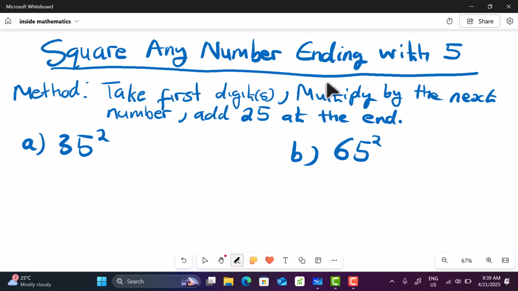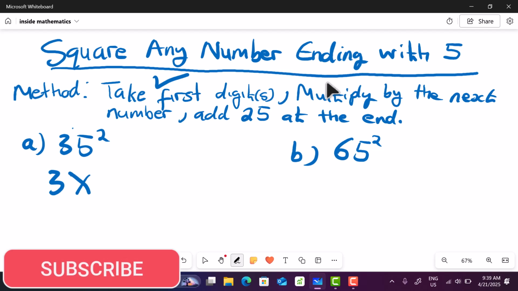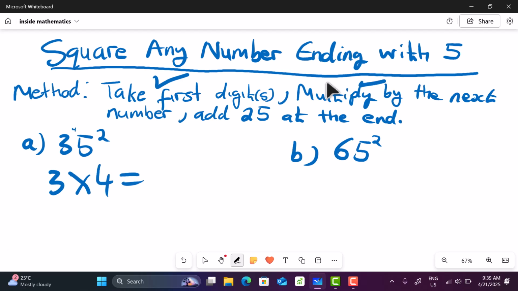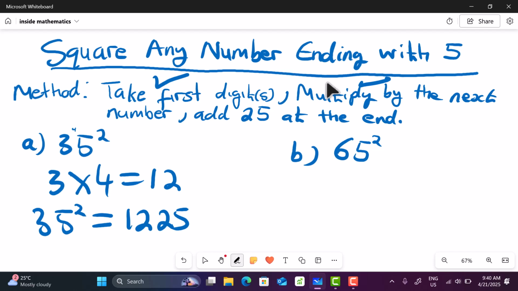So in this case, we have 3 as our first digit. And we are going to multiply it by the next number, which is 4. Okay, so that is the next step in our method. So 3 times 4, we get nothing but 12. After getting an answer, we say 35 squared is equal to 1225. We said we add 25 at the end.